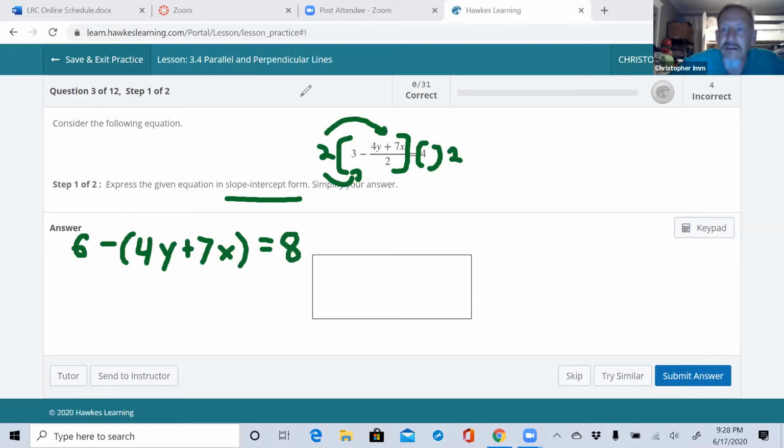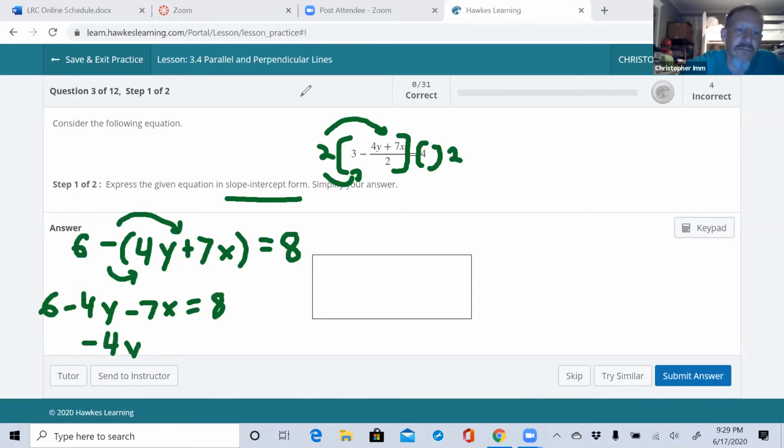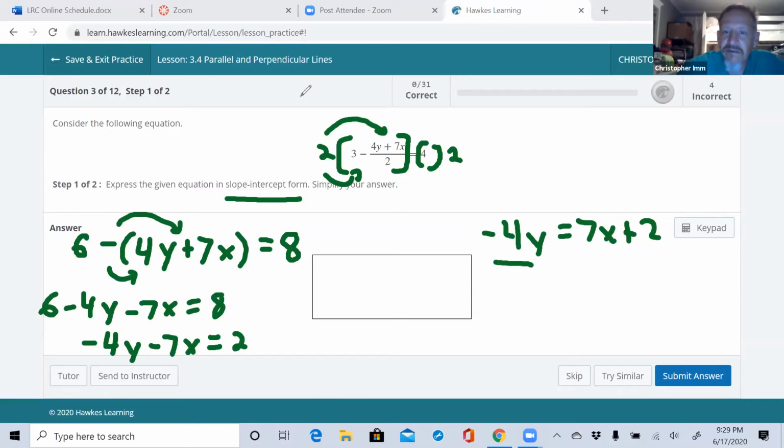Okay. Now I want to go ahead and distribute that minus through. So I need to distribute again. I'll have 6 minus 4y minus 7x is equal to 8. I'll have negative 4y minus 7x equals 2. I want to solve for y, so I can add that 7x over. I'll have negative 4y is equal to 7x plus 2. And finally, I divide by a negative 4, so we're just careful here.